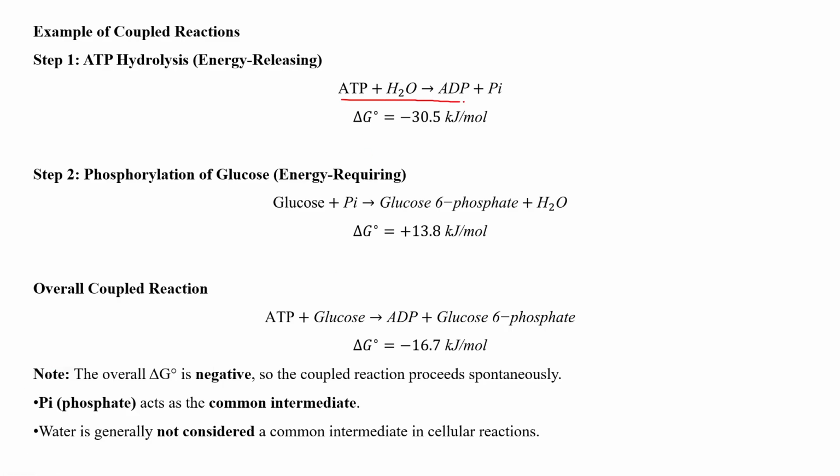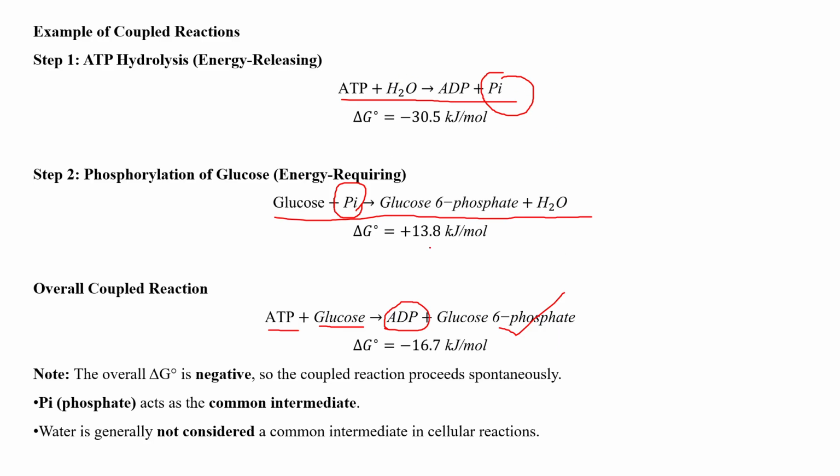So if you are adding this particular equation to this, remember, this is an intermediate on the right side, but this is an intermediate on the left side. So Pi and Pi will cancel out. And when they cancel out, you are going to get your overall equation to be ATP plus your glucose, giving you ADP, as you can see here, plus your glucose 6-phosphate. You see how simple it is, but generally, this is what is occurring.